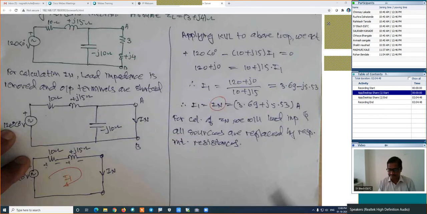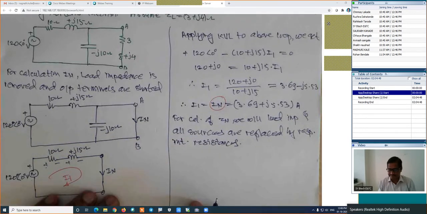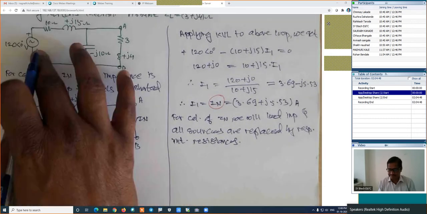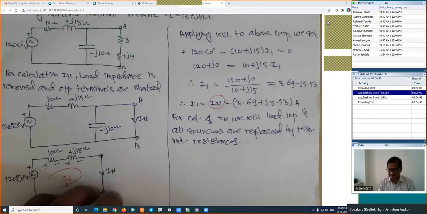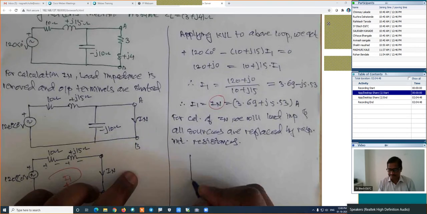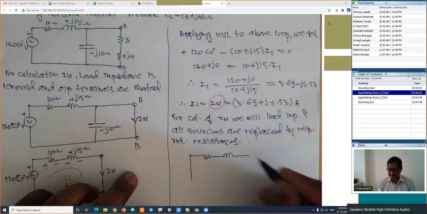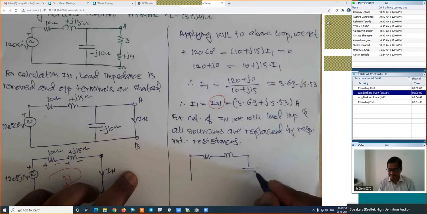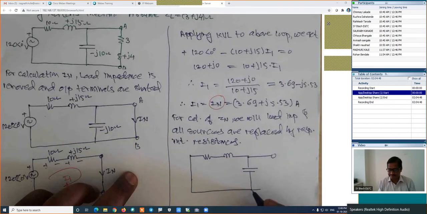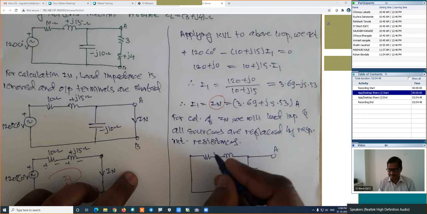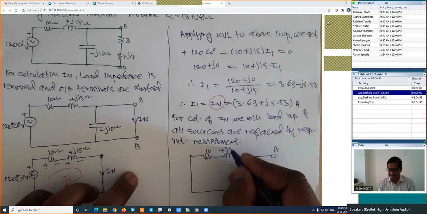Is it right? This is the voltage source. How much is the internal resistance of the voltage source? In this figure, we have to remove the load and the internal resistance. That is nothing but 0. This is one impedance. This is another. And this will be the point B. This is A. This is minus J10. And this is 10 plus J15.